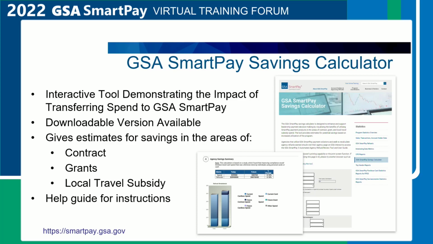Second, additional spend. This is equal to the total contract, grant, and local travel spend not on the GSA SmartPay card. Third, migrating spend percentages, which equals the percentage of total spend if migrated to a GSA SmartPay solution. And last, agency savings summary, which equals the current agency GSA SmartPay card spend multiplied by the average sales refund percentage for today compared to in the future. If you have any questions with this tool, there is a help guide on the website which explains each calculation.